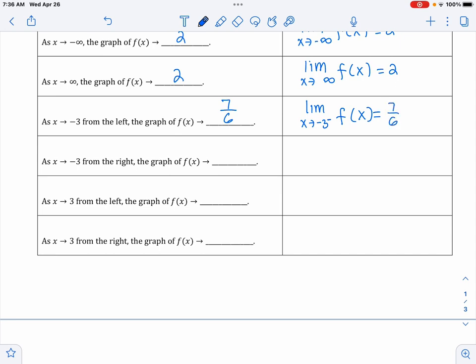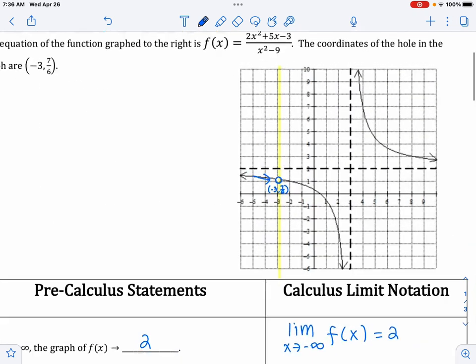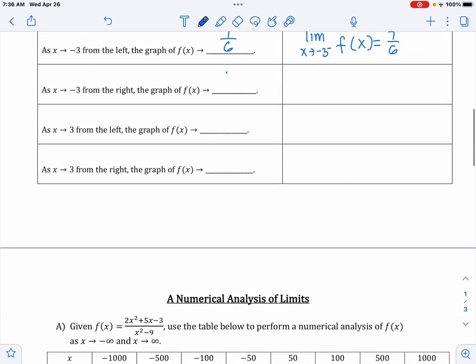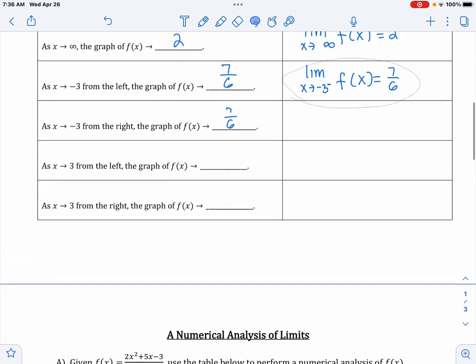Next one, the limit as x approaches -3 from the right. I already have that yellow line right there. Approach -3 from the right. The y value that you are approaching is 7/6. Once again, I'm just going to copy and paste this, but I'm going to change it to from the right. To change it to from the right, I'm going to change this little minus sign to a plus.